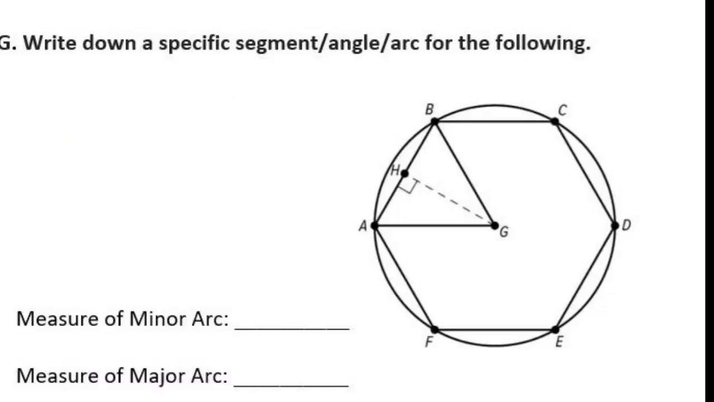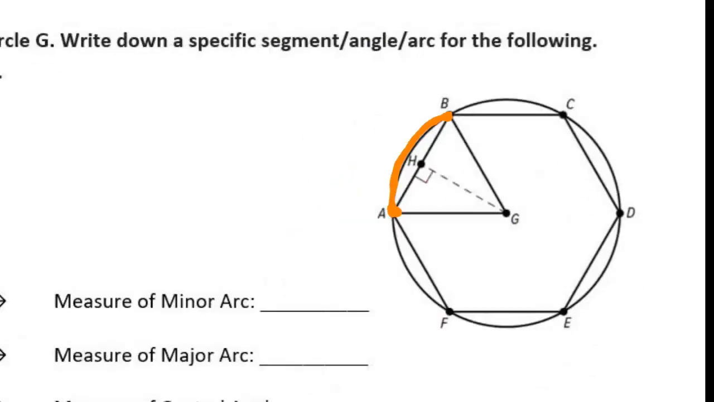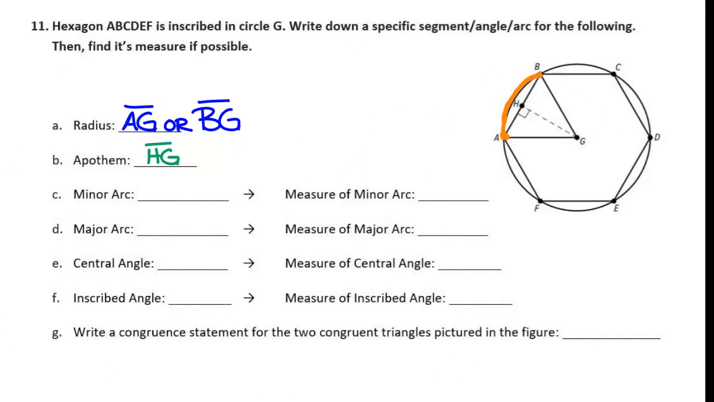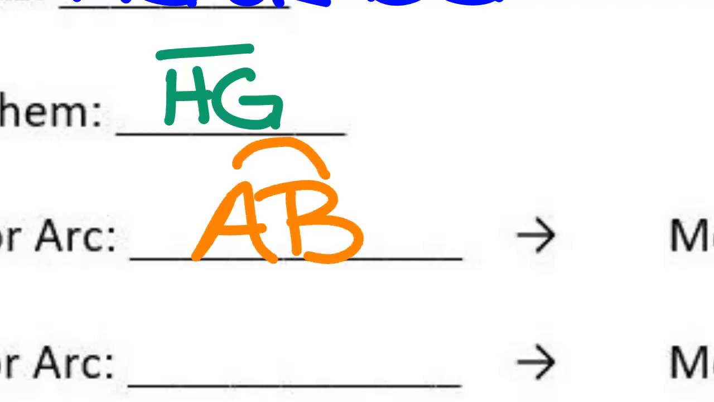Minor arc. We're going to go in between 2 of the vertices here. So arc AB, or you could have arc BC, or arc CD, or DE. You want to go in between just 2 of the vertices. Remember, when we write an arc, you need that arch over the 2 letters. Minor arcs, we only need 2 letters. Major arcs, we need 3.